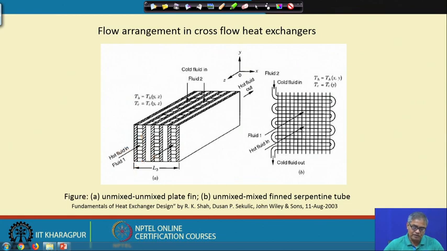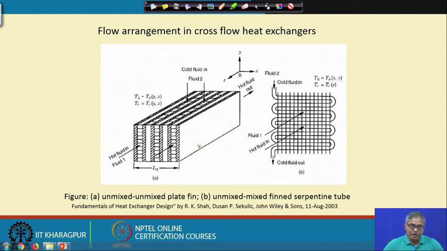Through these passages hot fluid will go in. From the top, the cold fluid will come in through this passage and cold fluid will come in through this passage. They will come out from the bottom of the heat exchanger, and hot fluid will come out from the back side of the heat exchanger, the way it has been shown. And we are showing the coordinate system, which is a rectangular Cartesian coordinate system x, y and z.